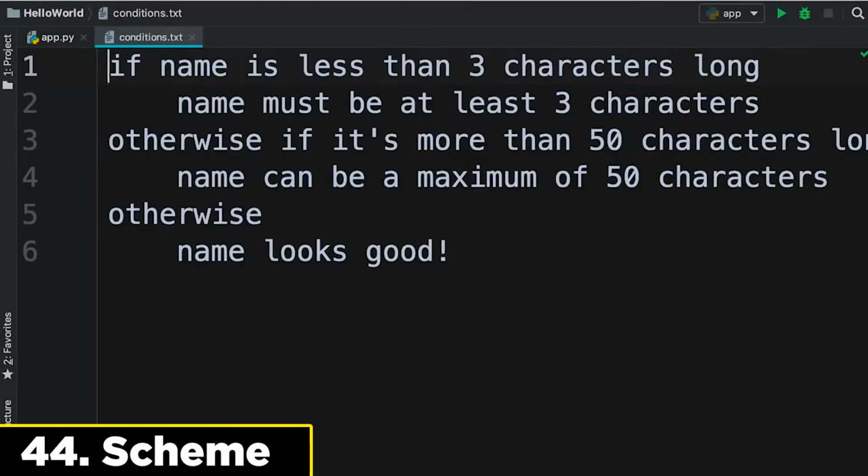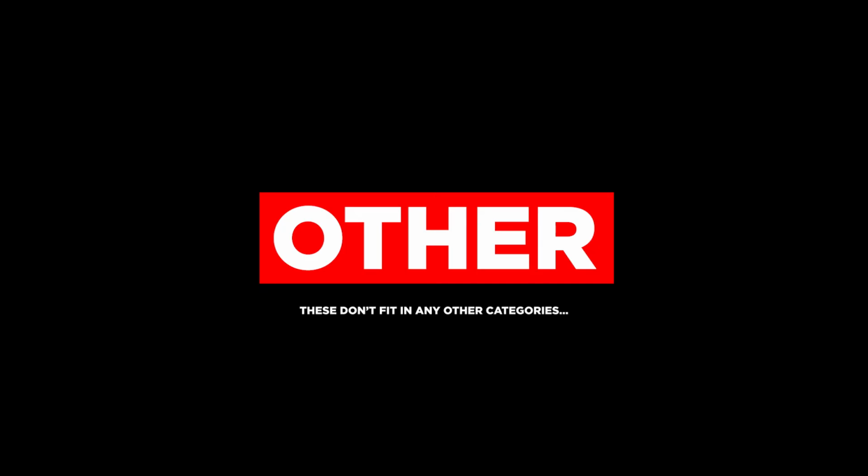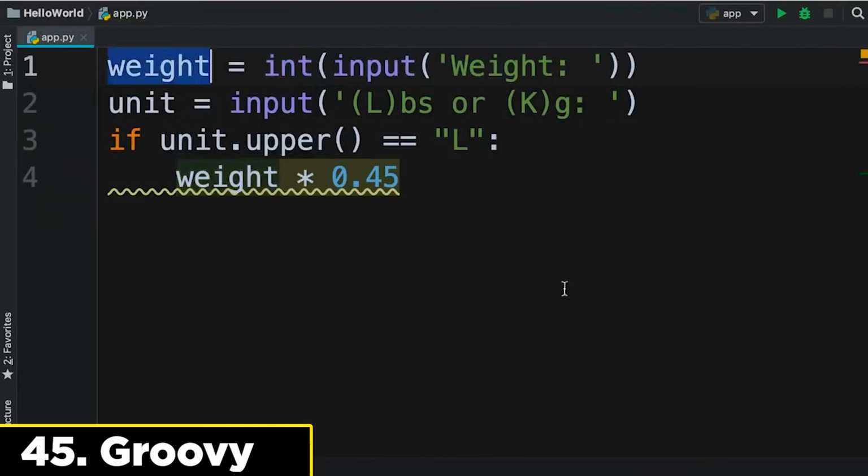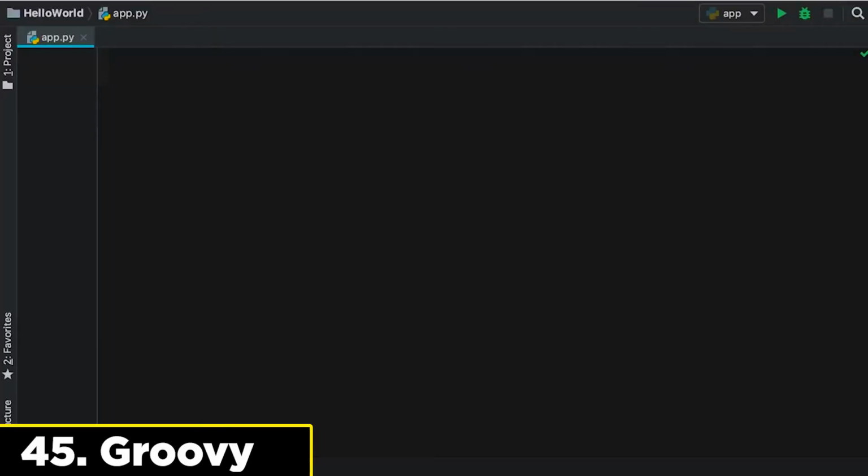I could not find a group for these last 5 languages, so here they are in the other group. Groovy is the first of these 5. This language was created to work with Java to make things happen more easily and faster.